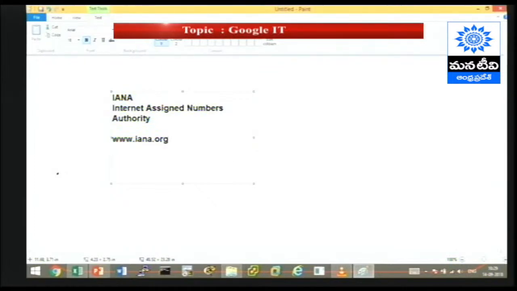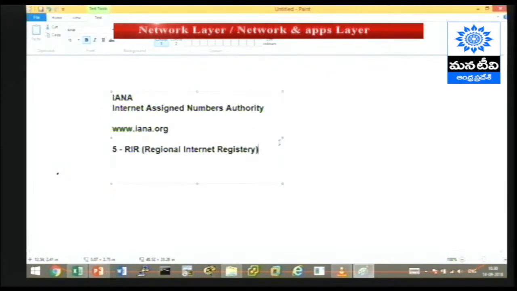Under this global body, there are 5 sub bodies called RIR, which stands for Regional Internet Registry. These are the global sub bodies. There are 5 across the globe, divided according to the regions. So under the IANA, we have 5 regional internet registries, and they are region based.